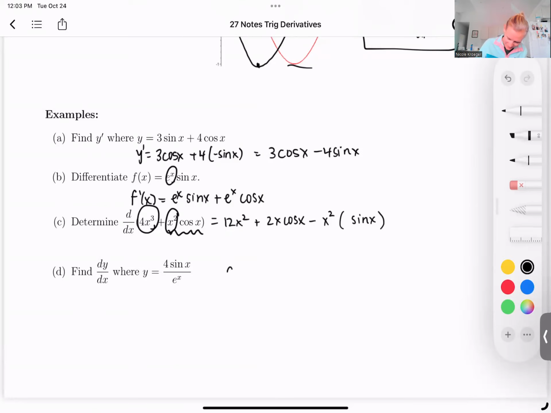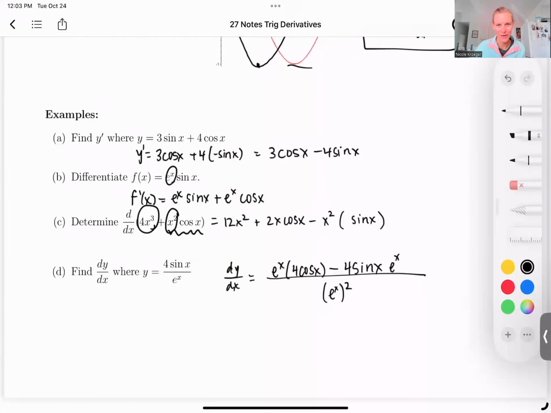Okay, and on this last one, to find dy over dx, I need the quotient rule. So the quotient rule tells me low times d high, the derivative of 4 sine will be 4 cosine, minus high, 4 sine of x, d low, the derivative of e to the x, which is just e to the x. And then I have all over low squared, which is e to the x squared.